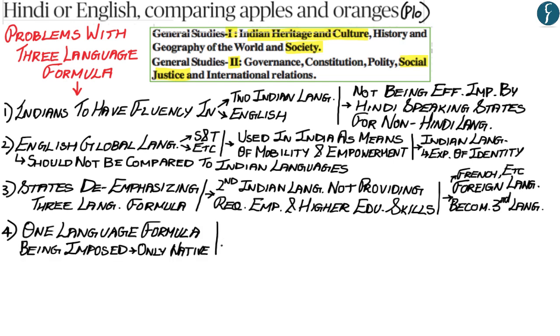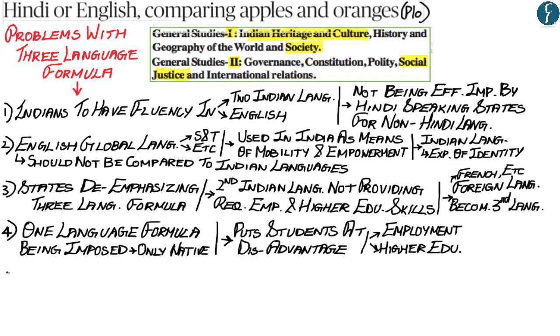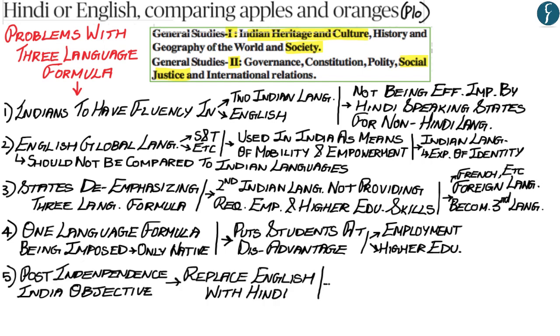Now, what the one language formula has done is that it has caused the citizens within the states, especially students, to be at a disadvantage compared to those students of other states in which they have learned a second language, especially English. Now, the fifth and the last problem, which has been highlighted by the author, is that the main objective in post independence India was to replace English with Hindi as India's link language. However, according to the author, it must be understood now that this objective of replacing English with Hindi within India as a link language cannot be achieved.